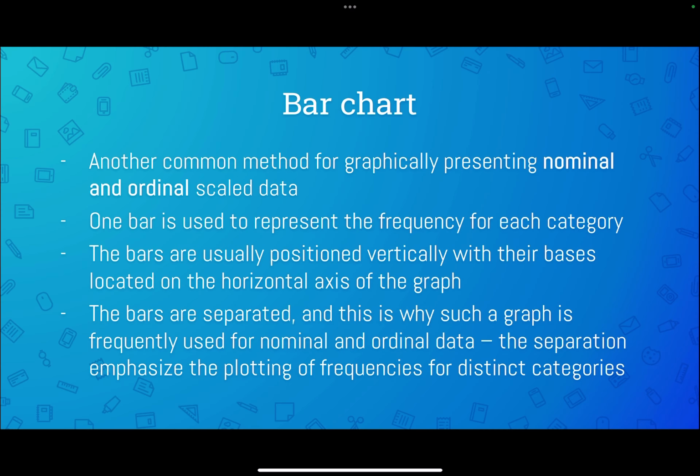data well. The bar chart is not the same as a histogram because a bar chart is used for variables that are not continuous. Here we can present nominal or ordinal data. One bar is used to represent the frequency for each category. They're usually positioned vertically with their bases located on the horizontal axis, and they are separated because they are not continuous variables. They are used for a different thing.